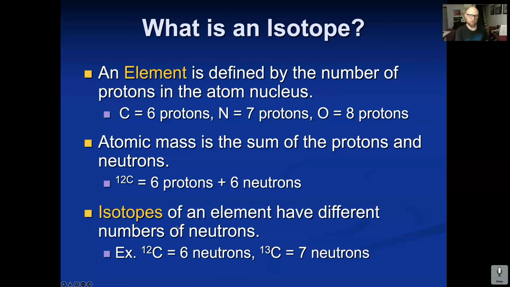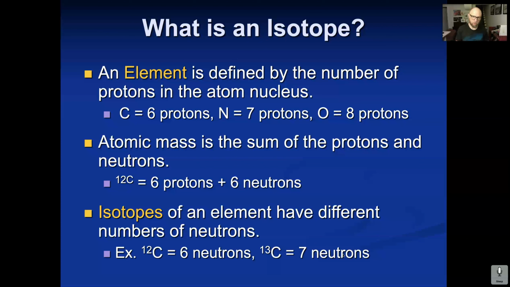An isotope of an element has the same number of protons, because that's what defines an element, but a different number of neutrons. For example, carbon 12, which is the most common carbon we have in the atmosphere, has 6 neutrons, and of course 6 protons. But carbon 13 has 7 neutrons, and still 6 protons. So it has an atomic mass of 13.